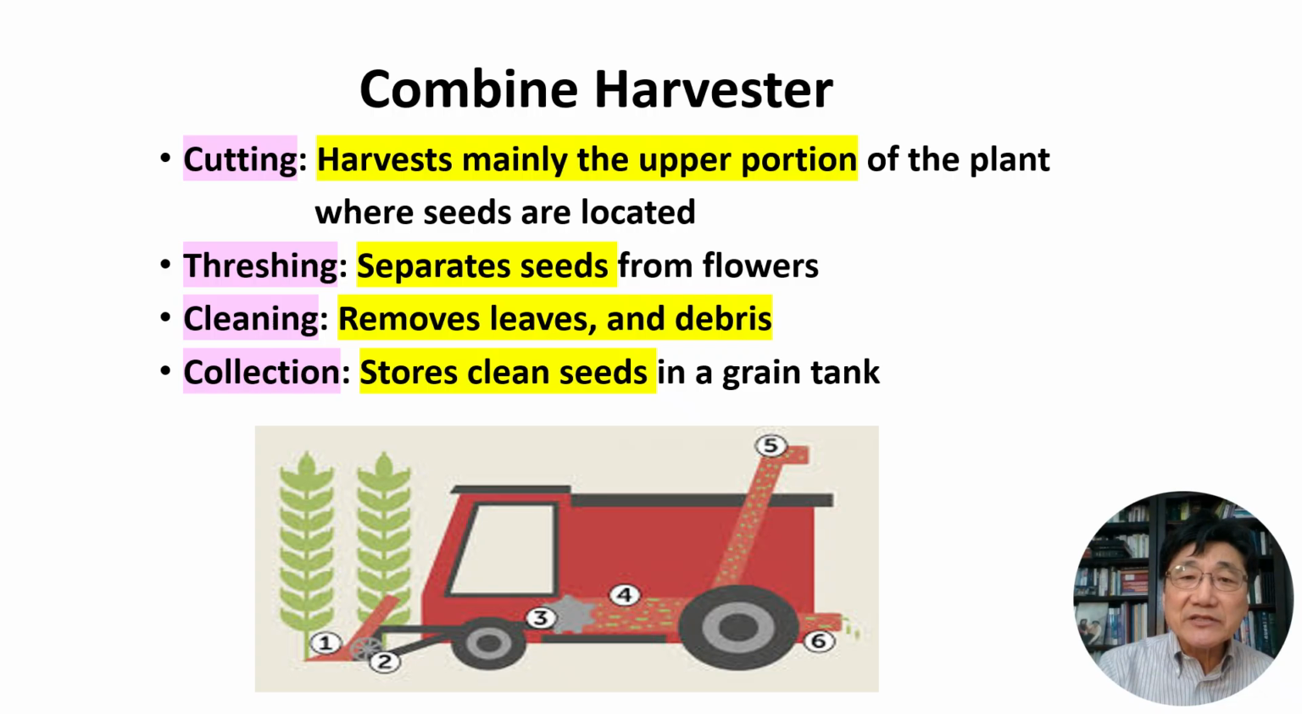This machine consists of four major parts. The header is the cutting unit attached to the front of the combine. The threshing part functions to separate seeds from flowers. The cleaning part removes leaves and debris. Finally, the collection part conveys and stores clean seeds in a grain tank.